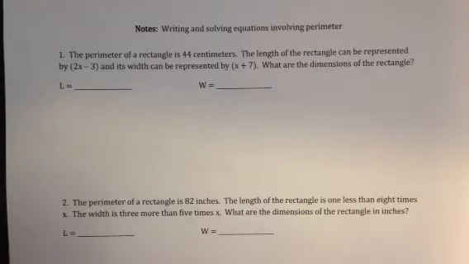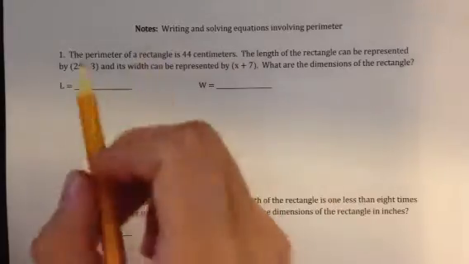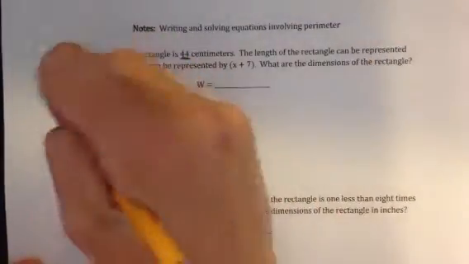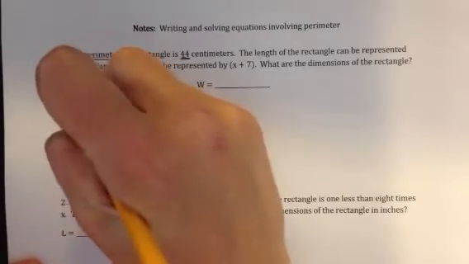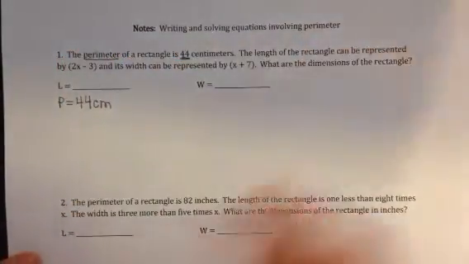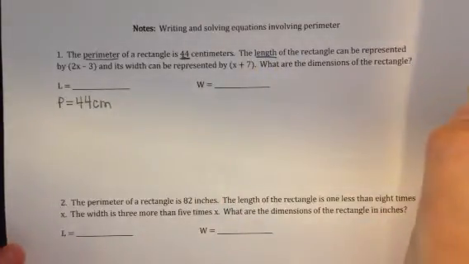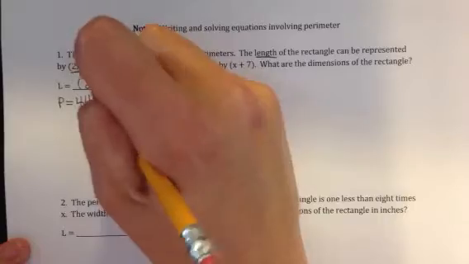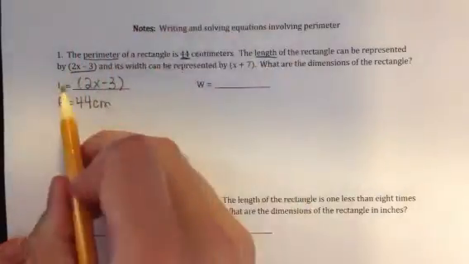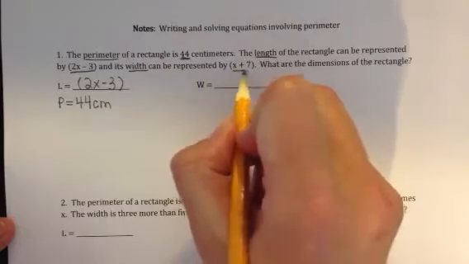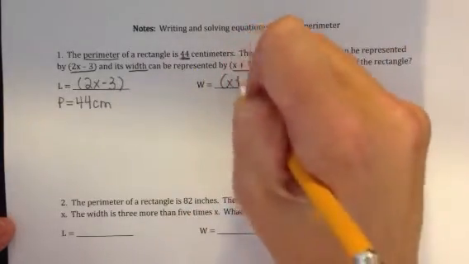Today we're going to be writing and solving equations involving perimeter. So reading this first example, the perimeter of a rectangle is 44 centimeters. So I'm going to come over here and write P equals 44 centimeters. The length of the rectangle can be represented by 2x minus 3. So I'm going to fill that in where I see length. The width can be represented by x plus 7.